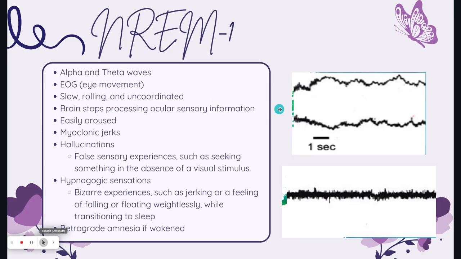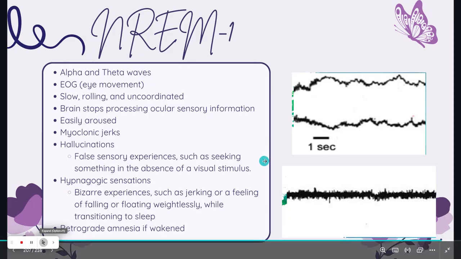The brain stops processing sensory information from our eyes when we first fall asleep. Easily aroused just means it's really easy to wake you up. So if you were to fall asleep in my class and I tap you on the shoulder or say your name, if you're still in NREM 1, it'll be really easy to wake you up. The myoclonic jerks, if you've ever had that weird twitch, I don't know how else to describe it. It's that weird twitch that usually happens right when you're falling asleep that you have no control over. That is a myoclonic jerk, and it only happens in NREM 1.